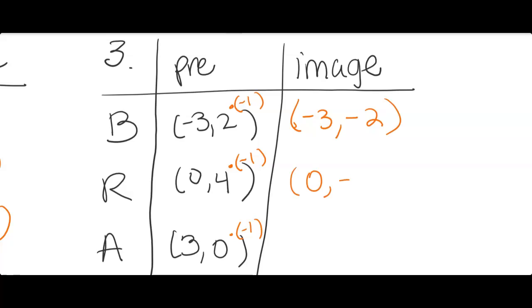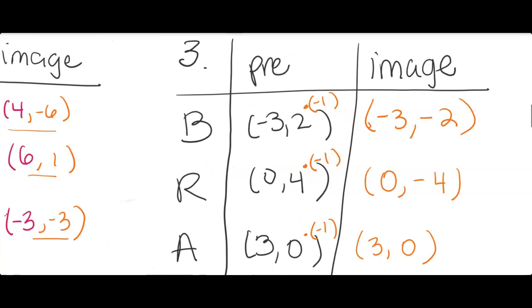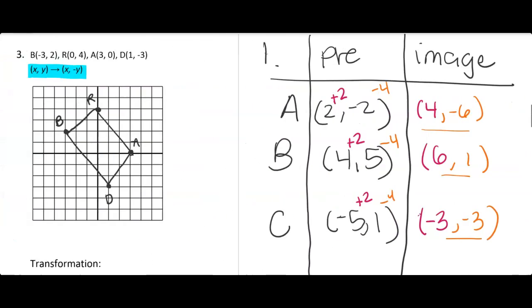So if it was positive, it became negative. If it was negative, it became positive. And none of them are negatives, so they'll just all become negative. 0 stays the same because negative 0 is the same as positive 0.